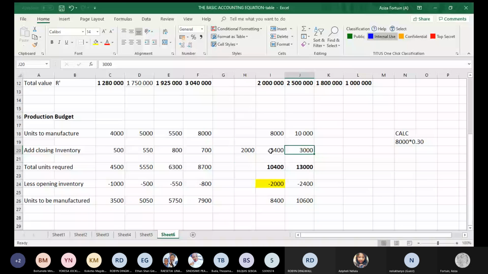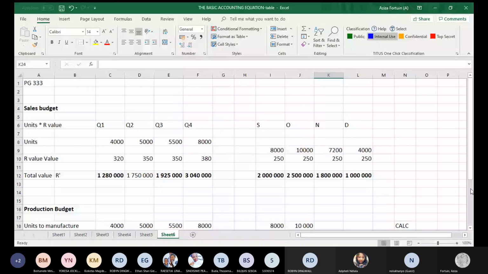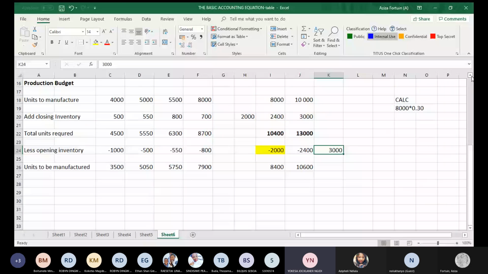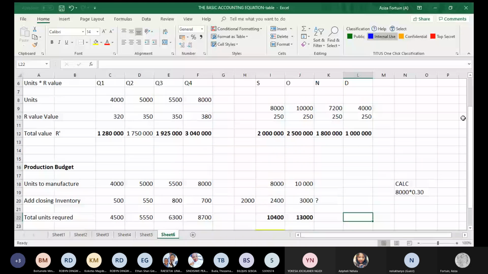So what will the opening inventory be for November? 2,400. Don't lie. Thou shalt not lie. It's 3,000. There it is. Okay. What will my closing inventory be here for that month? For November and December, what will my closing inventory be? For November, it will be 2,160 rand. Yes. And for December, it will be 1,200 rand.